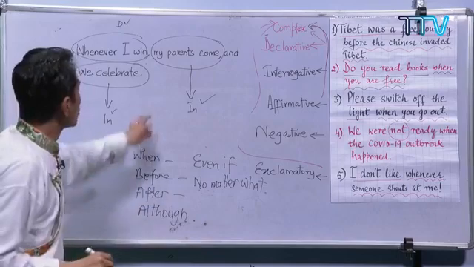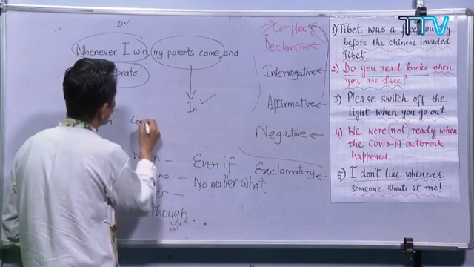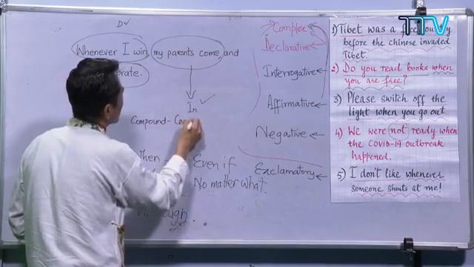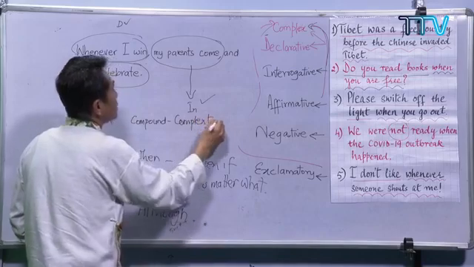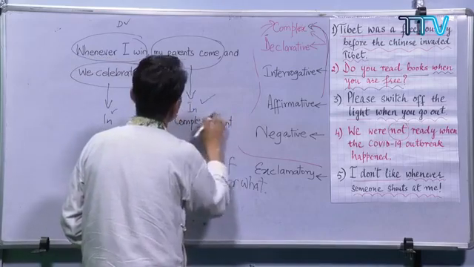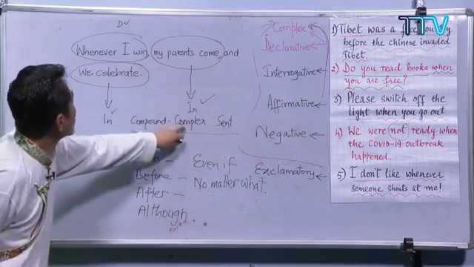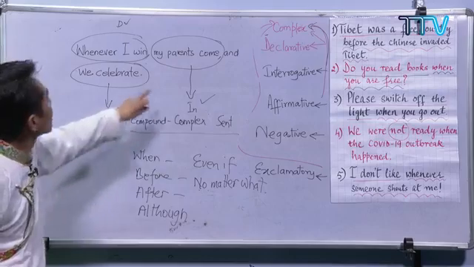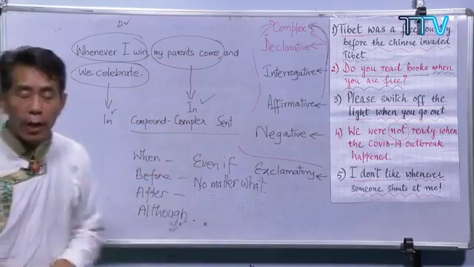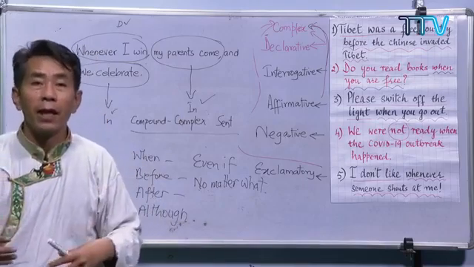So what type of sentence is this? This is a compound complex sentence. This is an example of a compound complex sentence. There is one complex, there is one compound. So, compound complex sentence. You just try to practice writing compound complex sentences. It will be a good challenge for you.